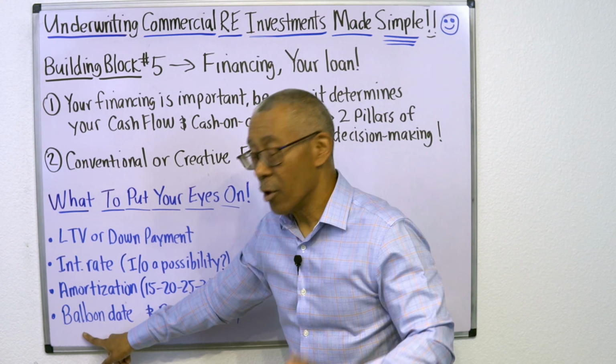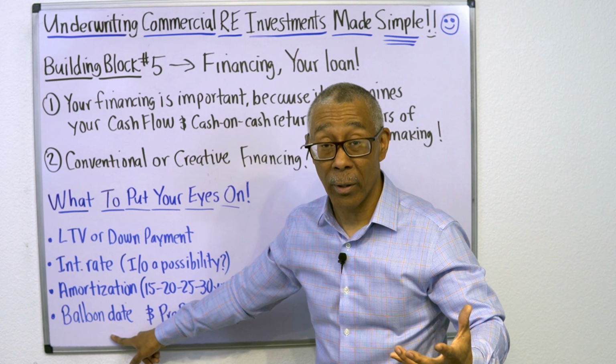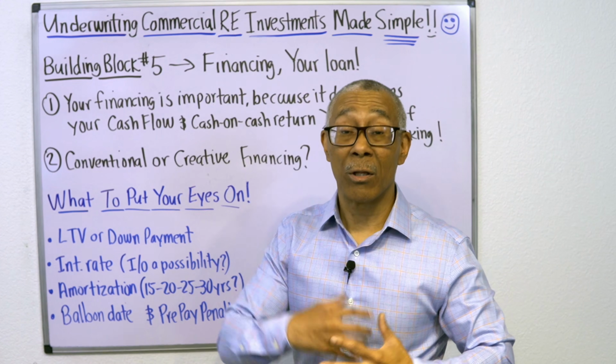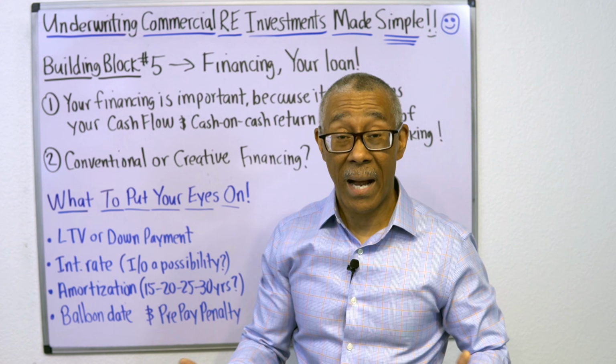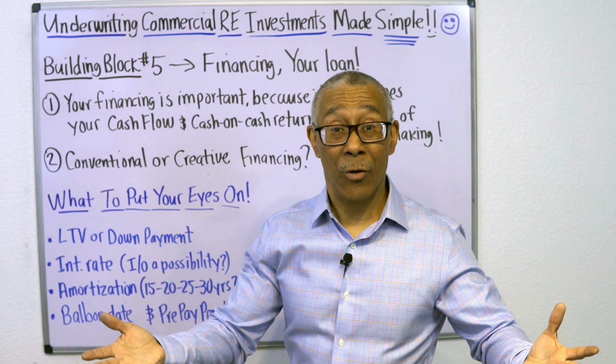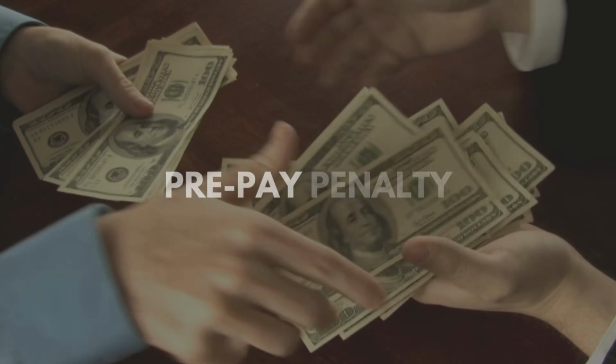All right, and then really important is the balloon date, or when the loan matures. If you are planning to be a long-term holder for 10 years, but your commercial loan expires in 5 years, you need to rethink this loan, okay? And lastly, the prepay penalty.